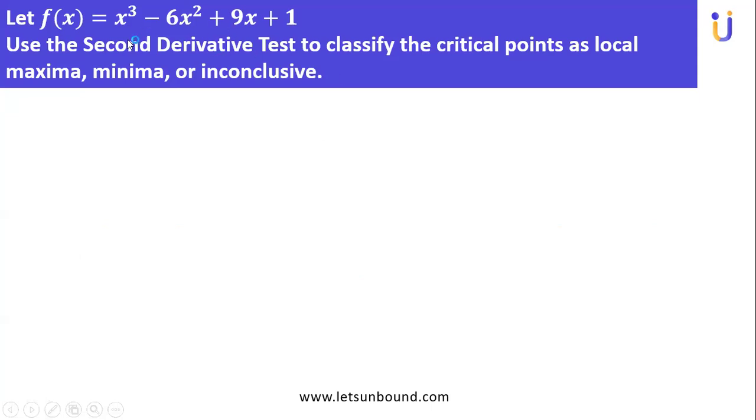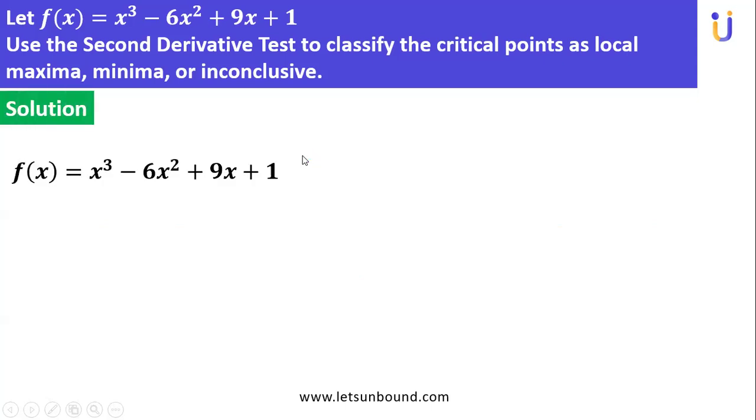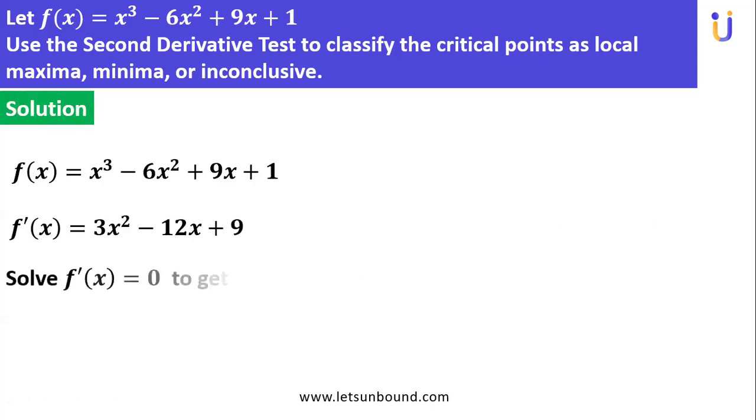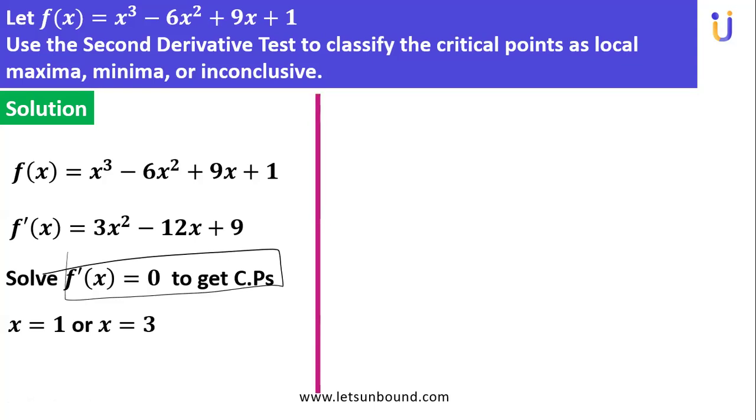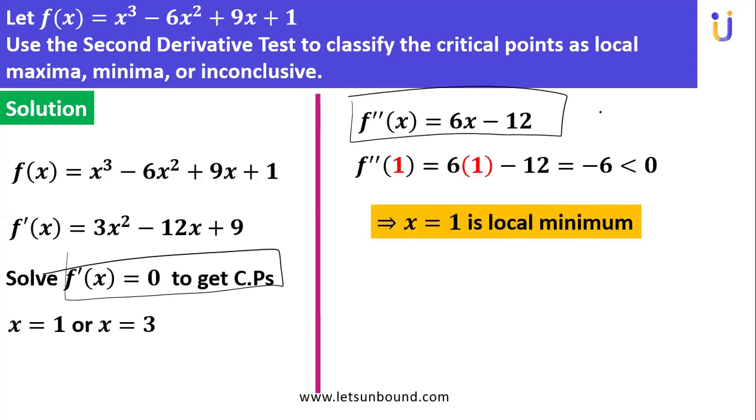Let's do a simple thing. An f of x is given. We have to apply the second derivative test to classify the critical points as local maxima, minima, or inconclusive. So find f of x, f dash of x. To get critical points, f dash of x is equal to 0. And we got that. Go for the sign chart. Yeah, f double dash, the second derivative. Find f double dash. Then you draw the sign chart. Right? So it's 6 here. Okay, sorry. 2 is a critical point for f double dash of x.